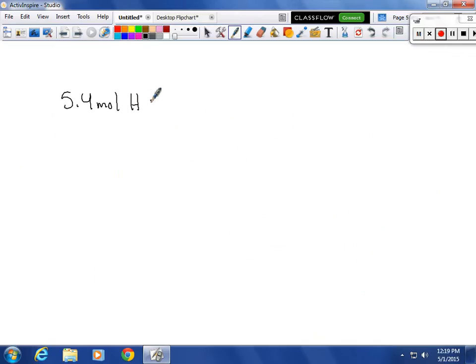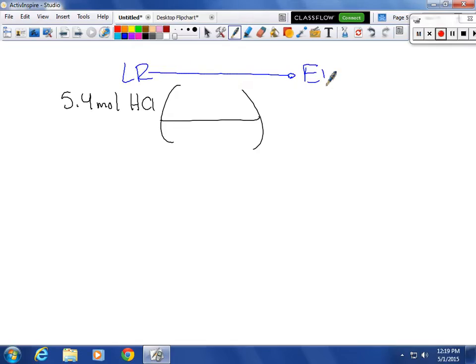So I have moles of HCl. Now, I need to get to NaOH, right? Because I'm converting from LR, and I need to get to my ER. Now, since I'm already in moles, what can I do? No, I don't need grams. Very good. I need to go to moles, not Na. I always write Na right there. It's Ca(OH)2.